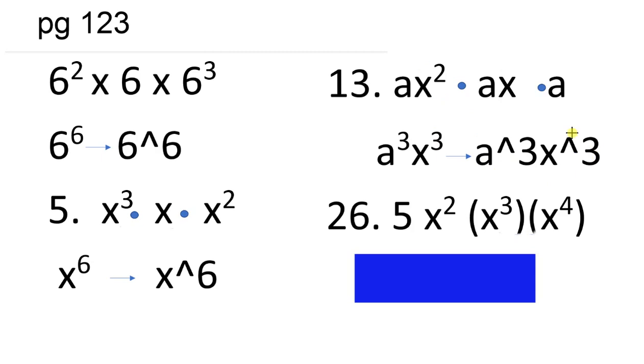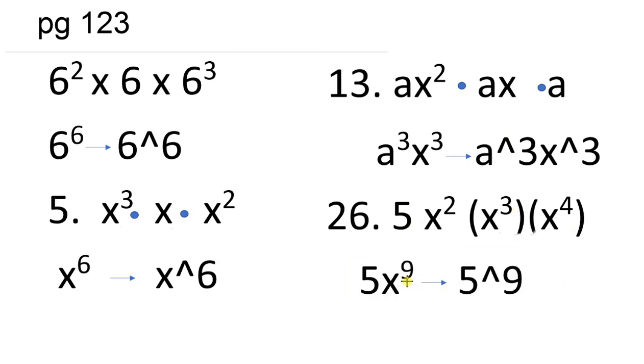So we have x to the 3. And again, this is the way you're going to input it with your little raised symbol using the shift and the 6. Okay, and this one here, 5x2 times x3 times x4. You're going to come up with 5 times x to the 9th power, because 3 plus 4 is 7, plus 2 makes 9.